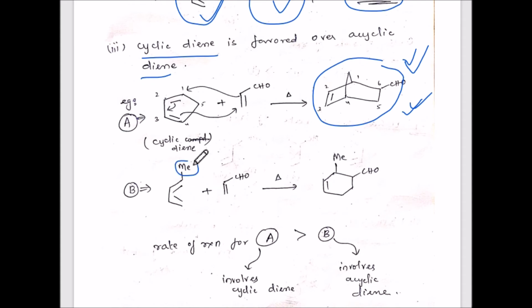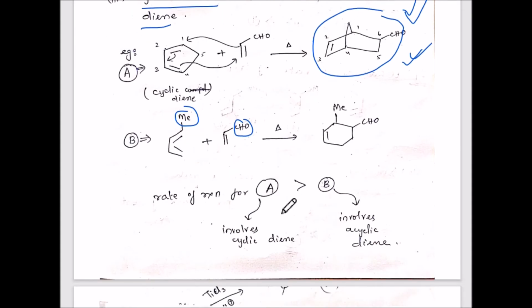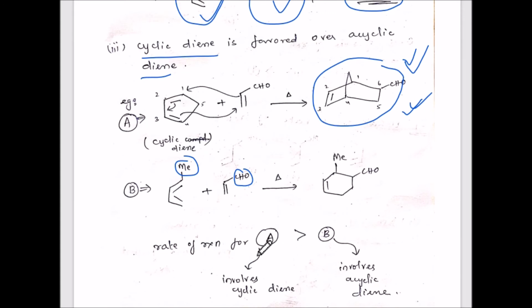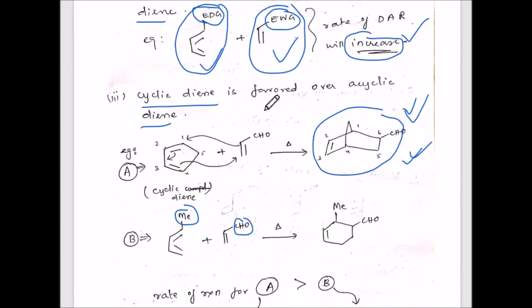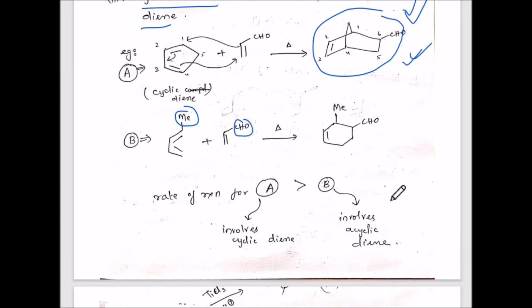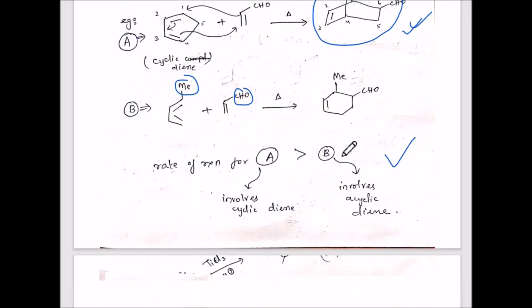Then see the B reaction. It's a normal reaction. You have an electron donating group, the methyl group is an electron donating group, and you have a withdrawing group. So the Diels-Alder reaction will be more favorable, and you just do the cyclization and you get the product like this, right? So this is how you have to do it. You see the rate of the reaction, A will be much faster than B because A involves cyclic diene whereas B involves acyclic diene. So remember, cyclic diene is favored over acyclic diene. That's why the reaction in A is at a much faster rate than your B.